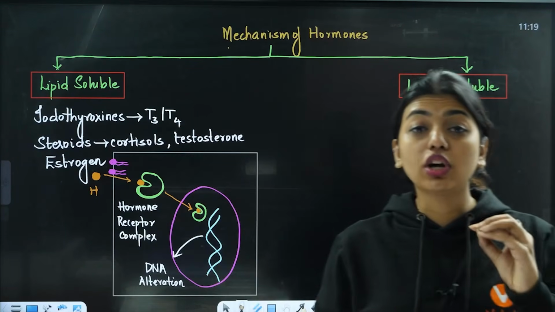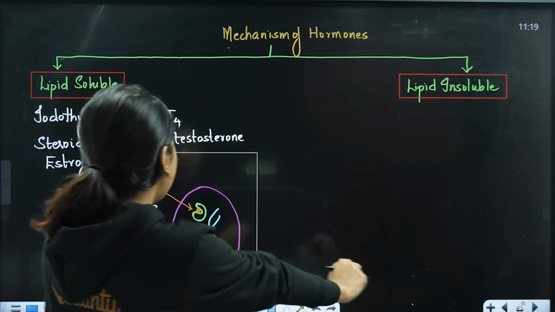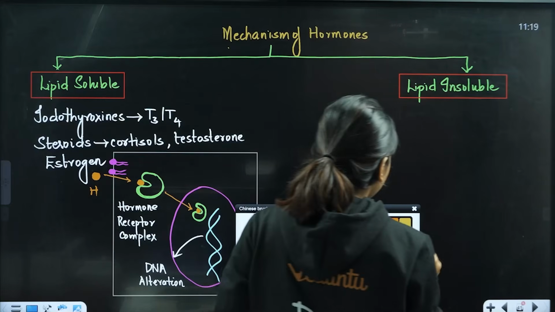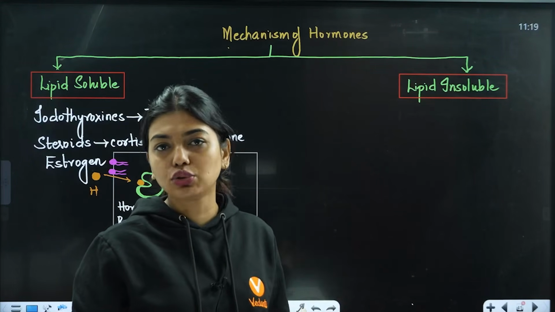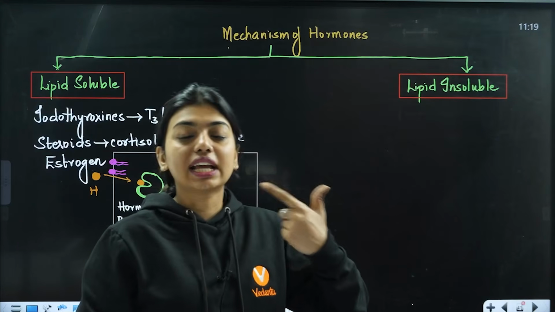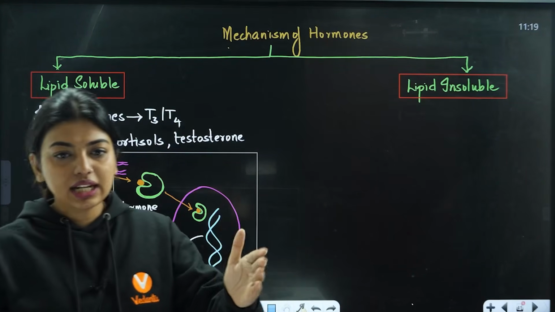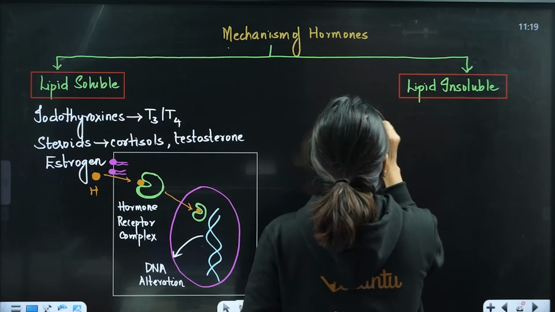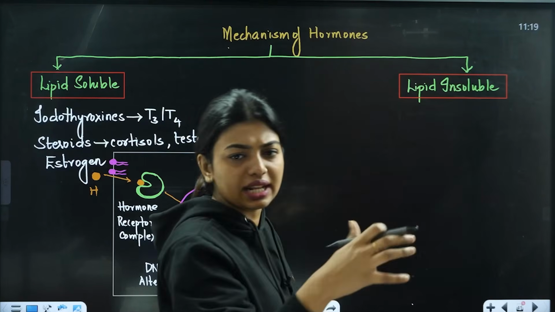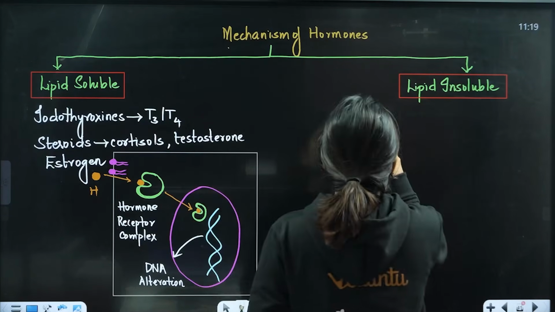Now ma'am, what about lipid insoluble ones? Okay, with lipid insoluble ones, students, the situation is a little different, because they don't have direct permission to enter into the nucleus. So they use a secondary messenger to do anything. Here, among lipid insoluble ones, you have your catecholamines and examples. Okay, so many examples are there.